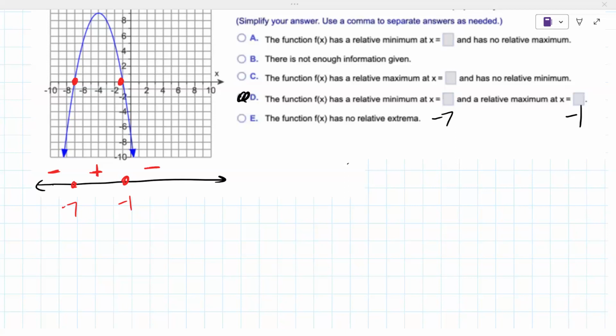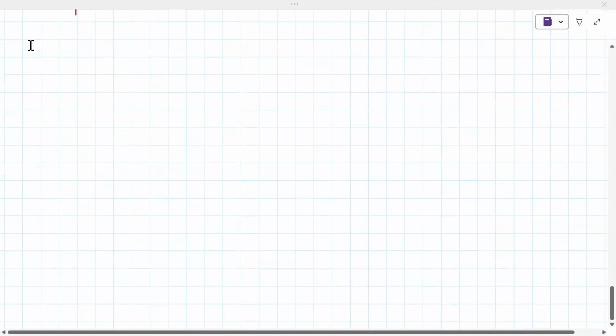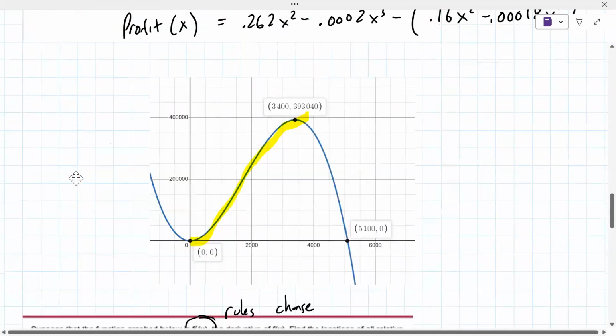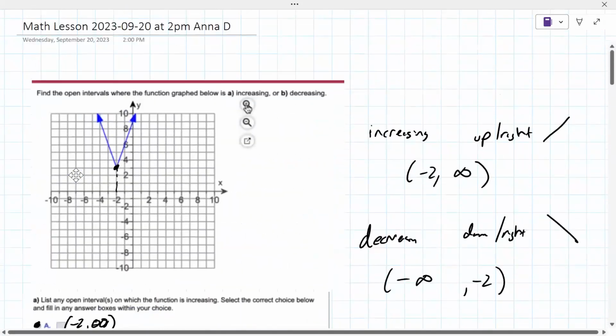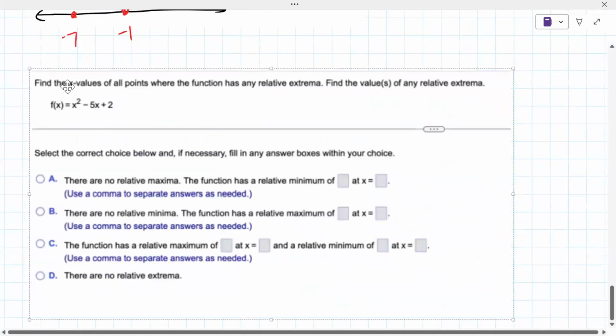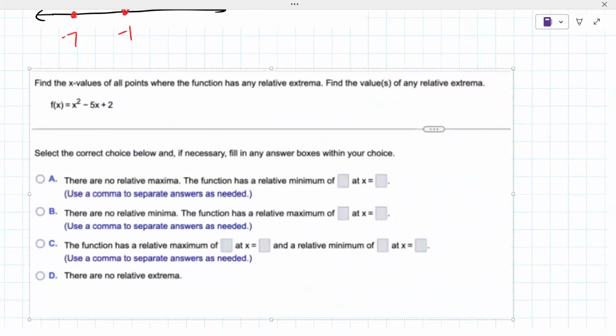All right, moving on here. Find the x values of all possible points where the function has any relative extrema. So this problem is more like, sorry for all the scrolling, but it's more like this one here where they don't give you the graph and we graphed it. So you want to graph this. Definitely want to graph it. Okay.